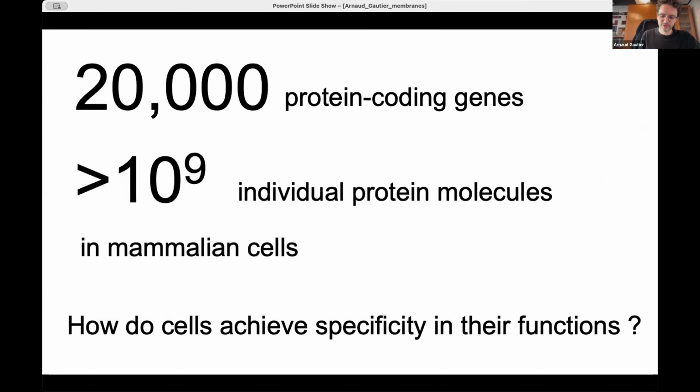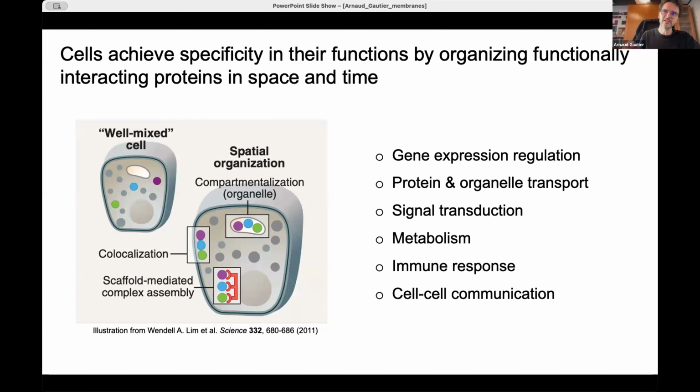And of course, one of the really intriguing and fascinating question for a chemist like me, it's really how such complex chemical system, which is composed of more than 1 billion individual proteins encoded by more than 20,000 protein coding genes, how does this chemical system achieve specificity in their function? And I think you are all well aware that cells achieve this kind of specificity by organizing functionally interacting proteins in space and time through different approaches.